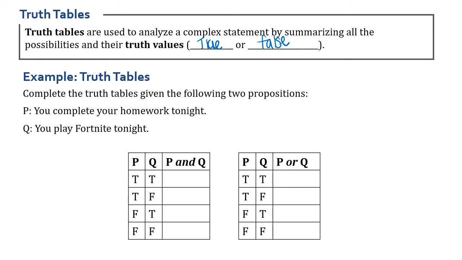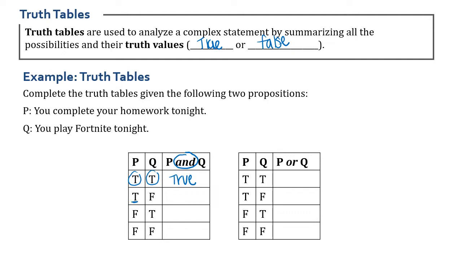So let's look at an example. Complete the truth tables given the following two propositions. Proposition P: you complete your homework tonight. Proposition Q: you play Fortnite tonight. If I'm using a truth table to organize this, looking for an and, you complete your homework and you play Fortnite. This would make this and a true statement. Remember, for an and to be true, both propositions have to be true.